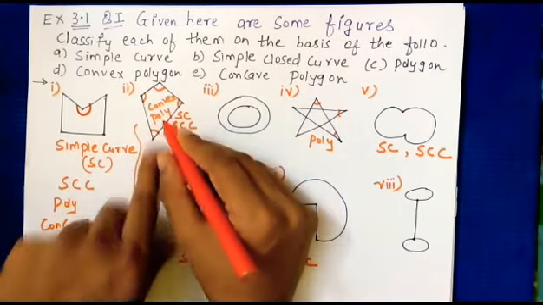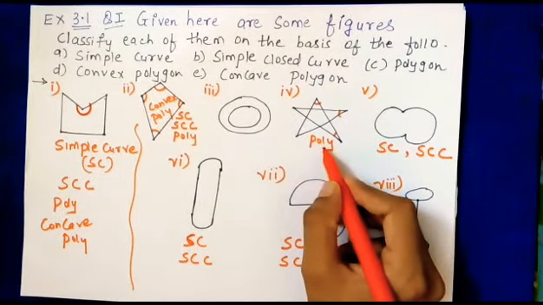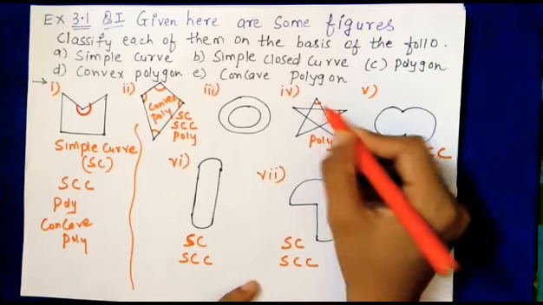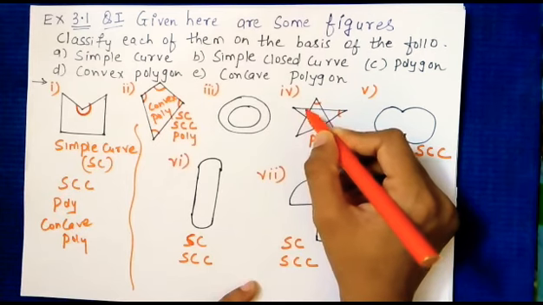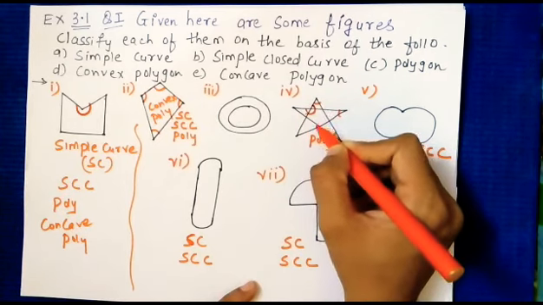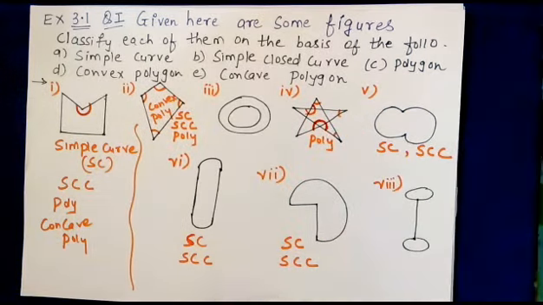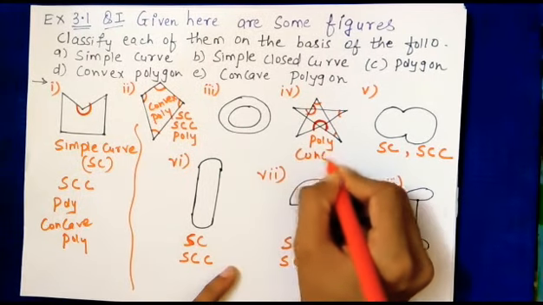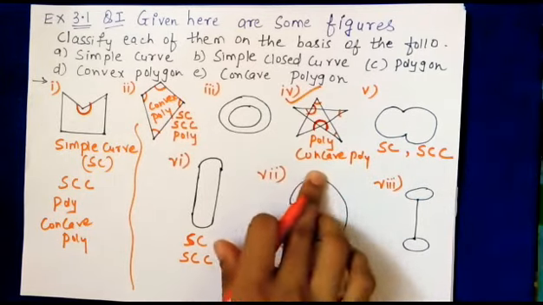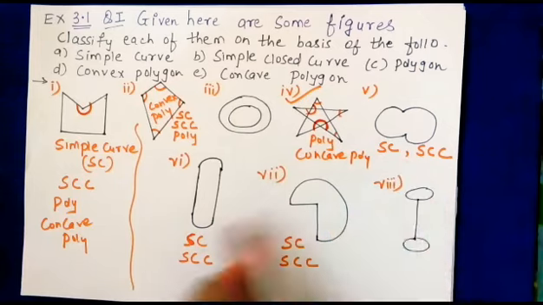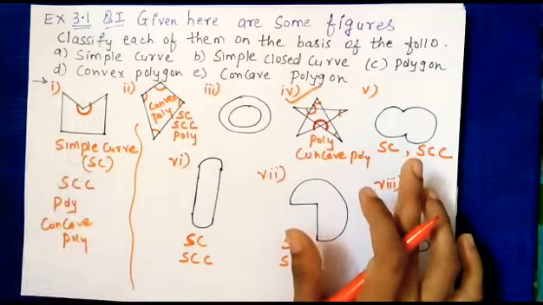Now the second one we have already written as convex polygon. The third one is not a polygon. Now the fourth one is also a concave polygon. Why? Because these angles are less than 180, but if you talk about the interior angles at this point, these angles are more than 180 degrees. So this fourth one is a concave polygon. The remaining ones are not polygons. So this was our question number 1. We have classified.